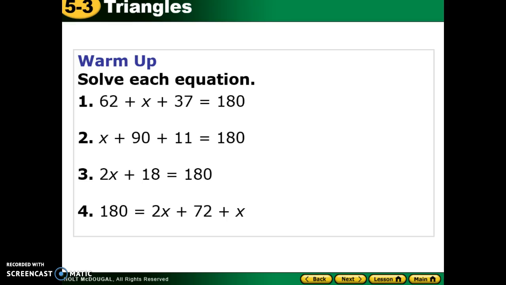And here's some warm-up problems, just a review of solving equations. Go ahead, pause the video and do these if you'd like. I'm going to show you the answers now.